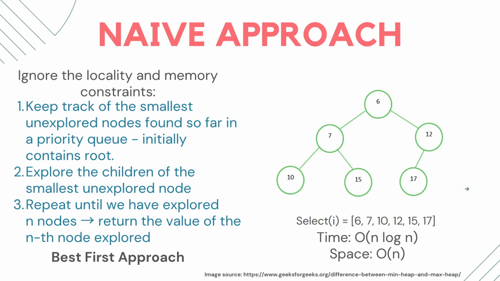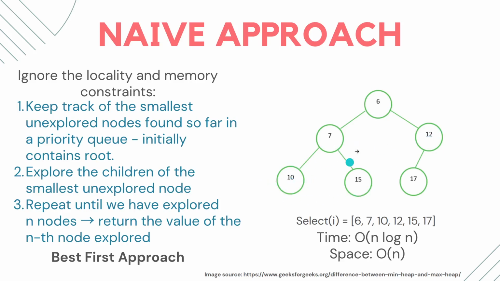Now jumping into actually how you might want to solve this problem, one naive approach could be, okay, keep track of the smallest unexplored nodes you have so far in some sort of priority queue. So initially you only have the root, and the root is unexplored, so you explore its children, which is 7 and 12. Now of 7 and 12, 7 is smaller, so you explore its children first, so you get 10 and 15. Now from the current nodes, there's 10, 12, and 15.